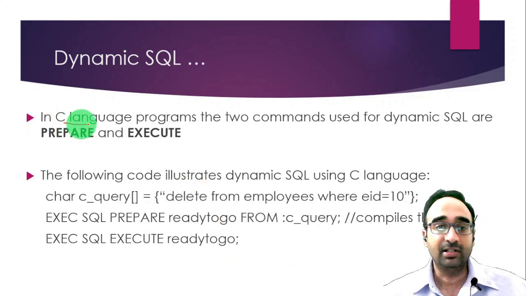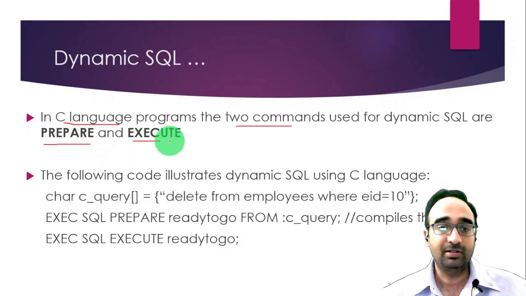Now let's take the example of C language. In embedded SQL also I considered the C language, so in dynamic SQL also we'll consider C language. Here we will use two commands in particular, which are prepare and execute. These two are keywords: one is prepare, another one is execute. How to use these two, you will see in the example below.